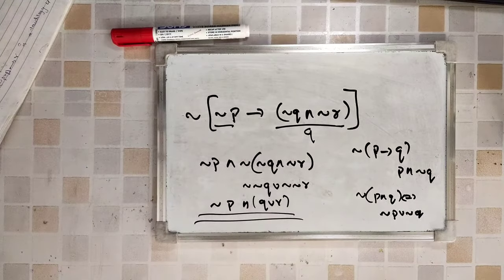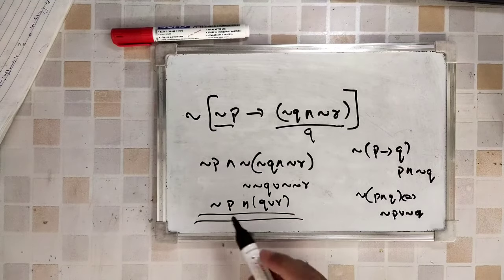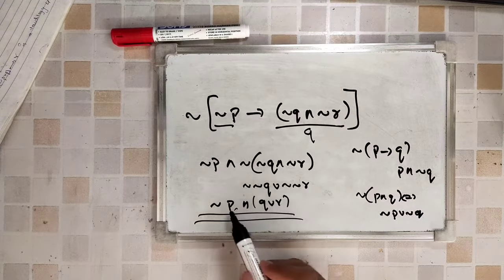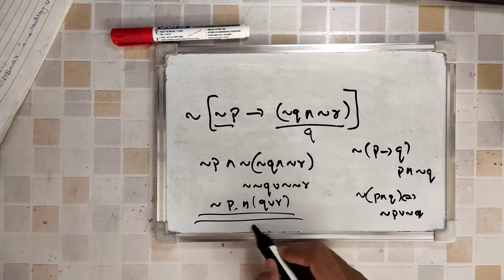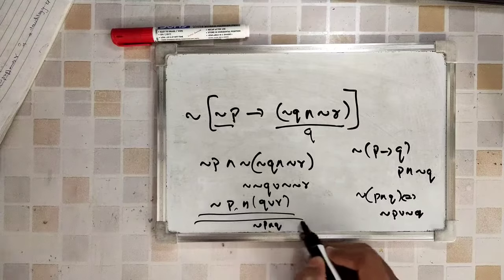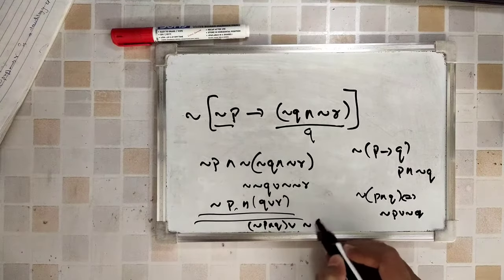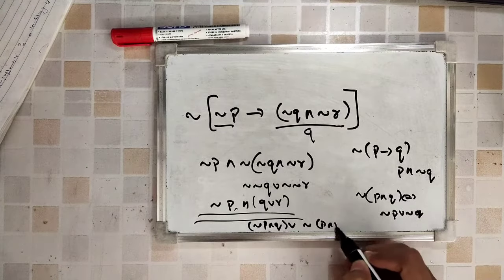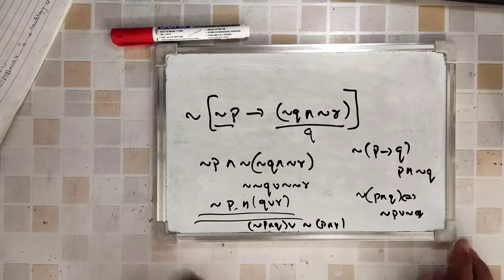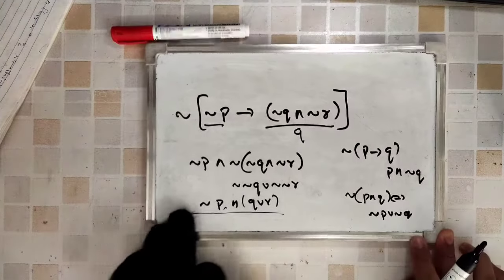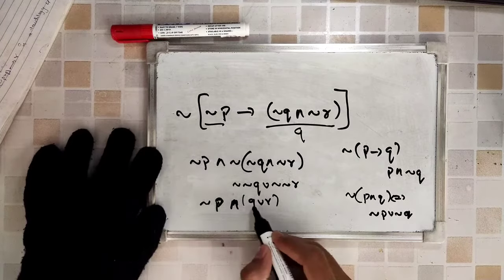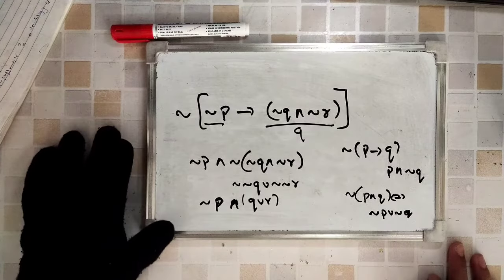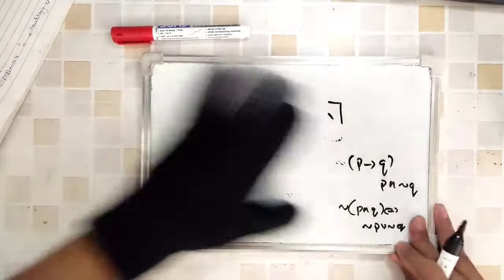So further, can I simplify it anything? I cannot. You can also take the distributive law and apply it here, like negation P and Q, or negation P and R. But we don't want to increase it so much. We have to simplify it, right? It should be in a small form. So P and negation Q found. That's more than enough for us.